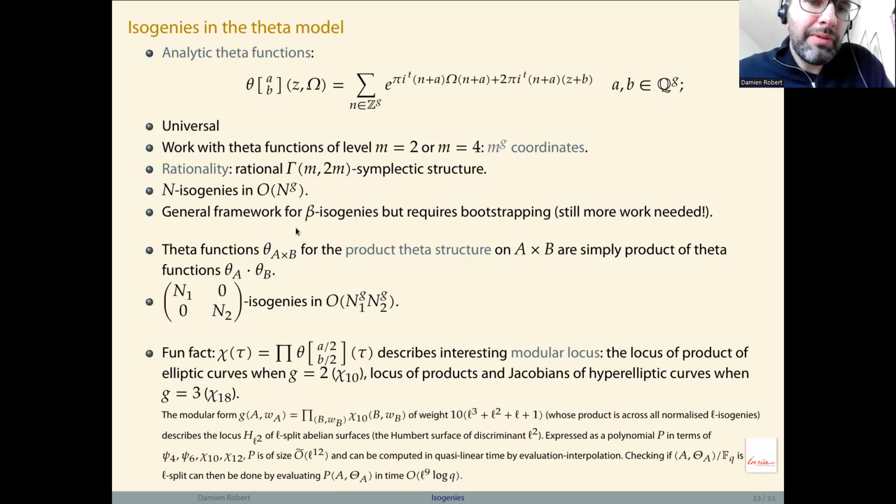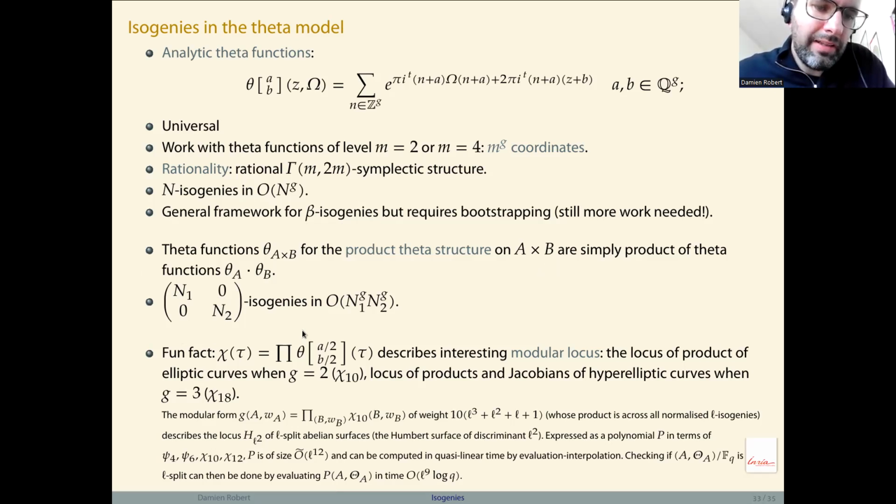There is a particular case where we can compute special isogenies, which is the case of product isogenies. For instance, if I look at the product polarization, which is (N1, 0; 0, N2), it simply means I look at the polarization N1 times on A and N2 times on B. When N1 is equal to N2, it's an N-isogeny, but I can look at different powers on A and on B. Inside the general framework, we can still compute this kind of isogeny in time N1^g and N2^g, because this kind of real endomorphism acts by A and B, so it's easy to compute this real endomorphism.